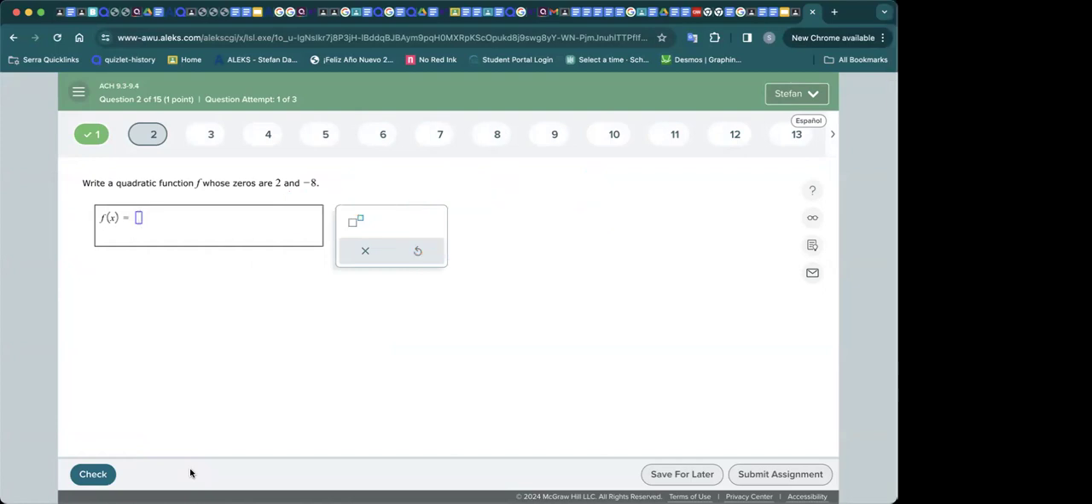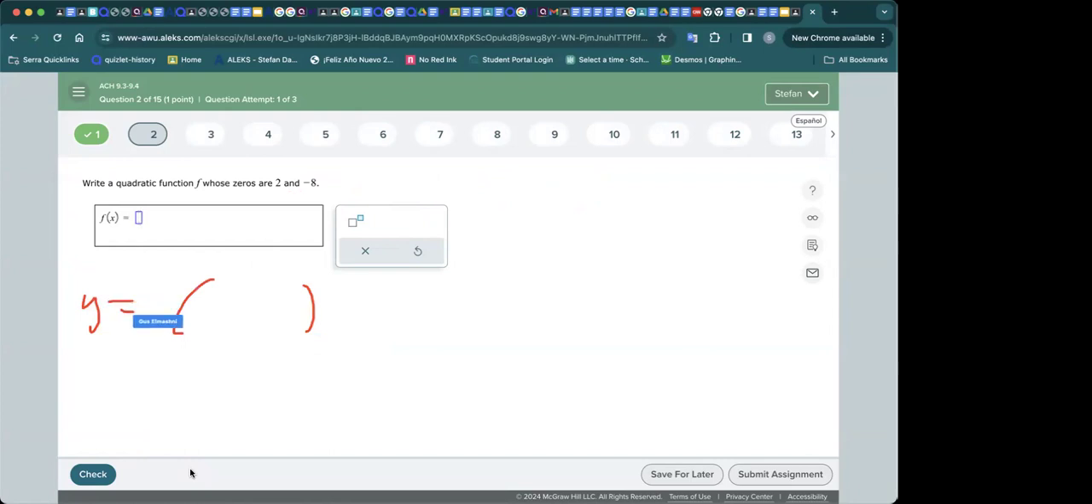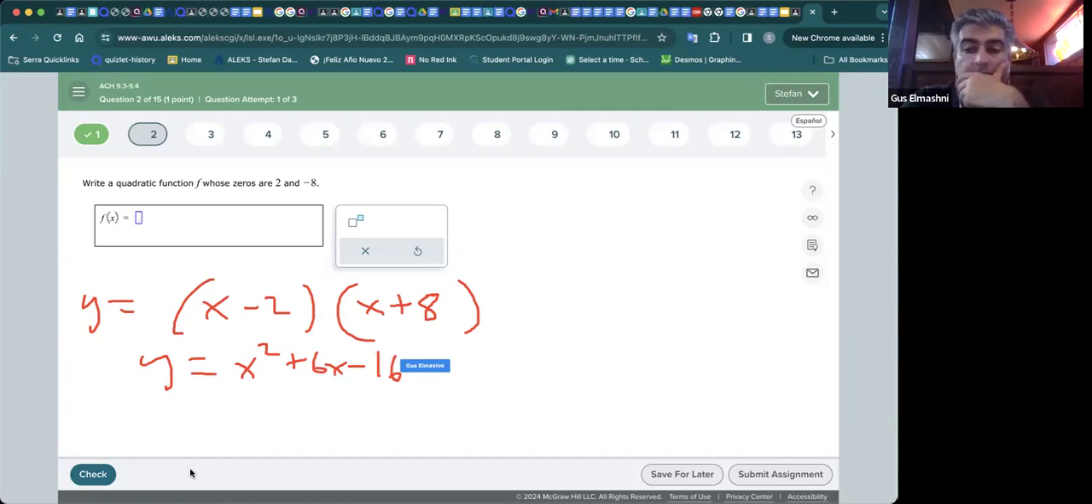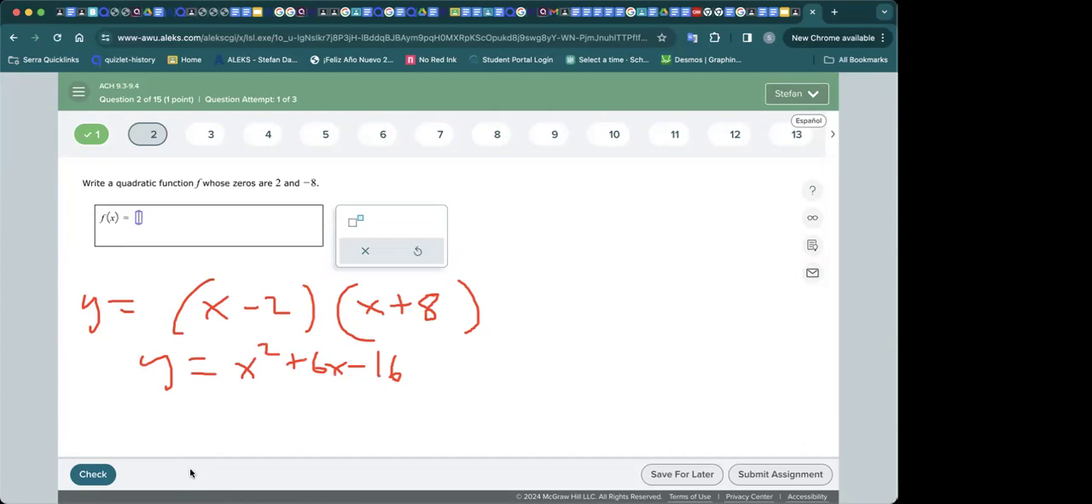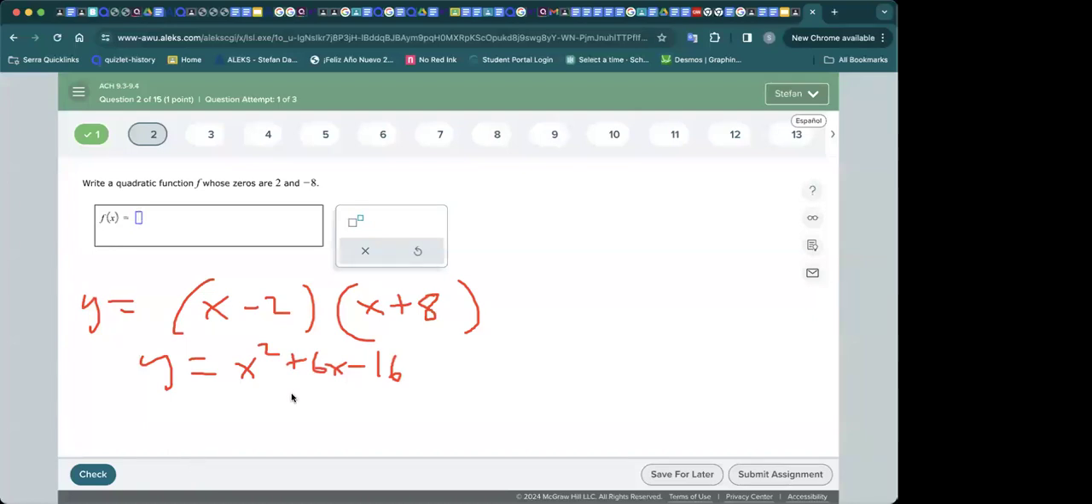Yeah, I'm back. Just keep going. And now you want to write a quadratic equation. That's your equation there for that one. So y equals x.